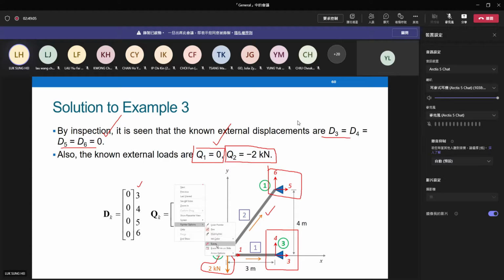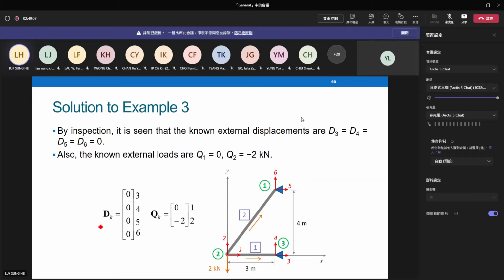If you found your known displacement contains code number 3, 4, 5, 6, then the known force vector should contain the remaining code numbers. Okay? If you found some code number in the non-displacement vector, the remaining code number should appear on the other one, so that when you combine them together, they form the whole set of code numbers. They form the whole set of degrees of freedom.